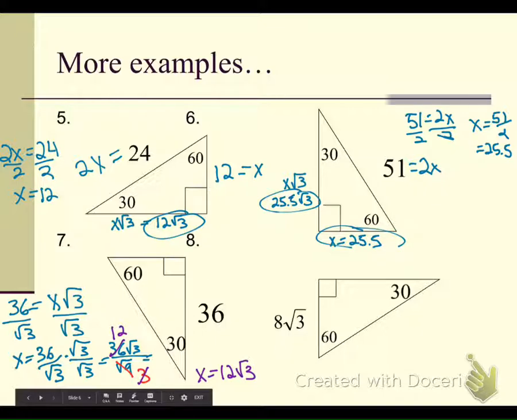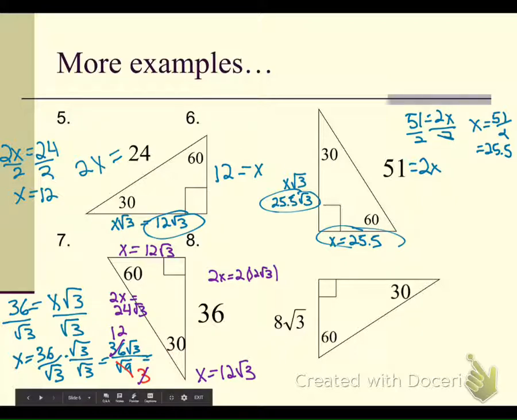Now this is our x. The side opposite of our 30 is our x, which means that x equals 12 square root of 3 here. And our hypotenuse is 2 times x. So that's going to be the 2x, which is 2 times 12 square root of 3, which you know is going to be 24 square root of 3.